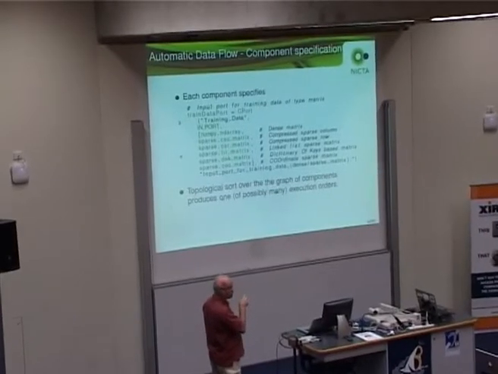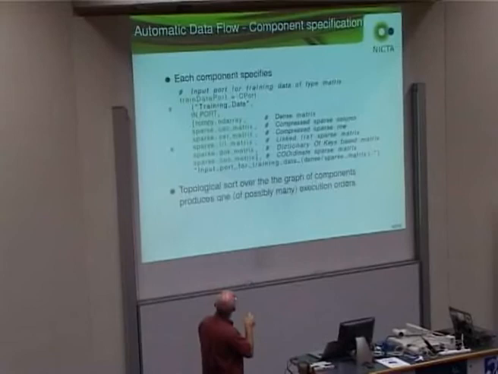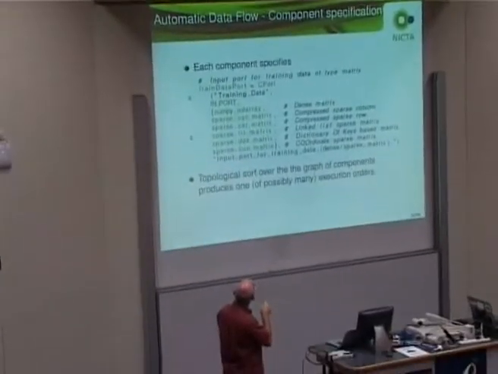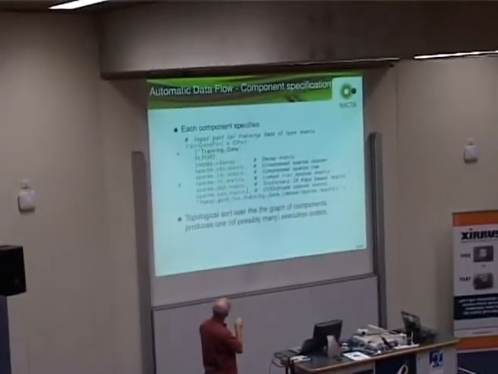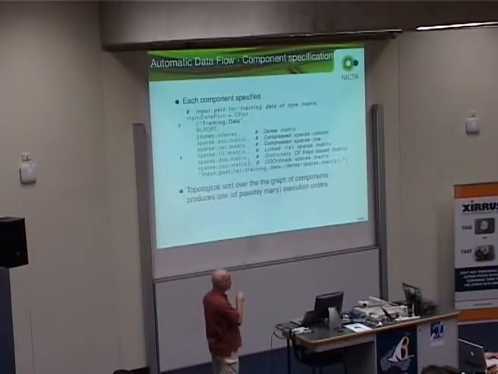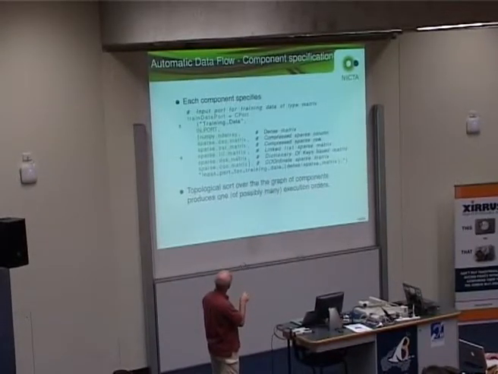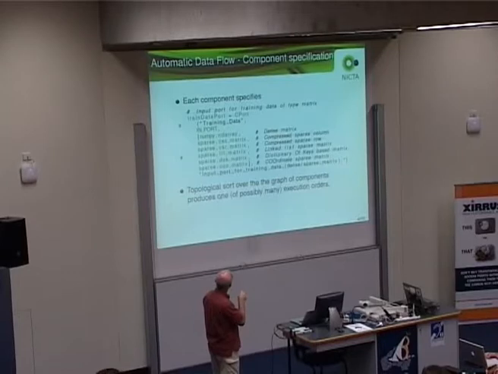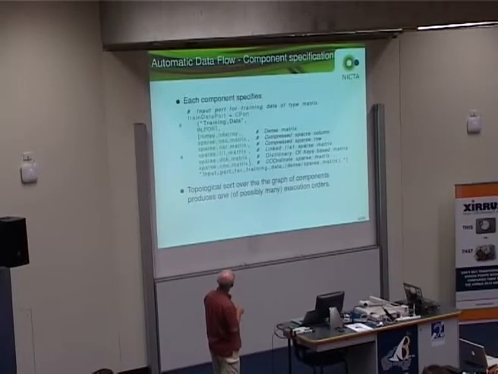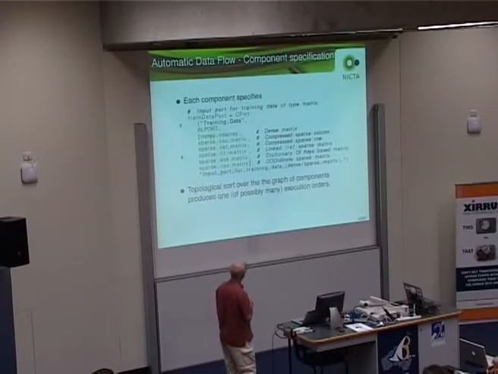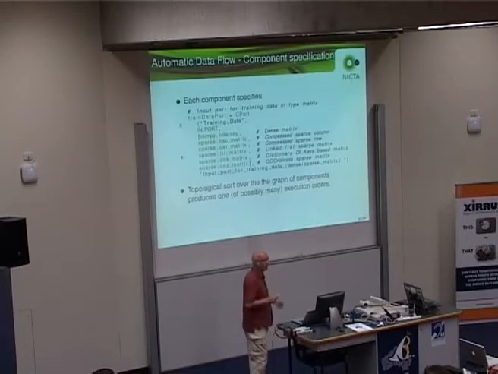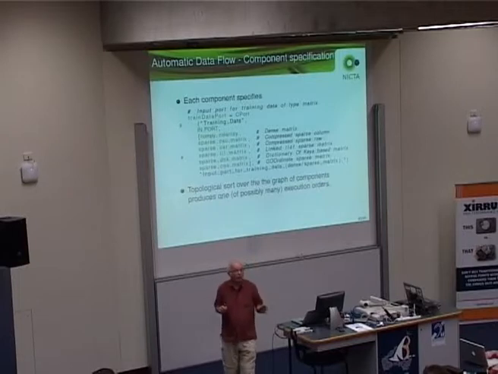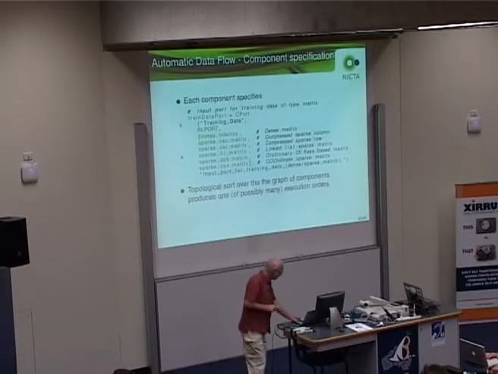the properties of each of these ports, whether it's an input, and what kind of possible data structures can go in there. Here in this case, you can have dense matrices and different kinds of sparse matrices. And then you run a topological sort over all these components, taking the partial order into account. And you come up with one of the possibly many execution orders.